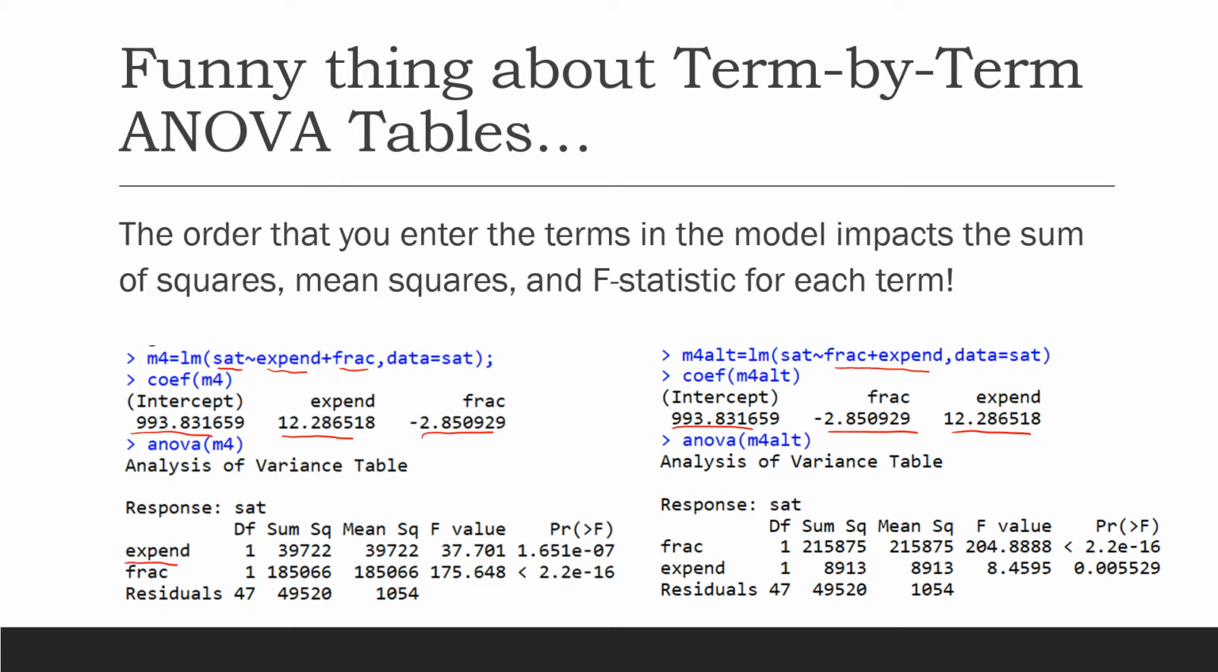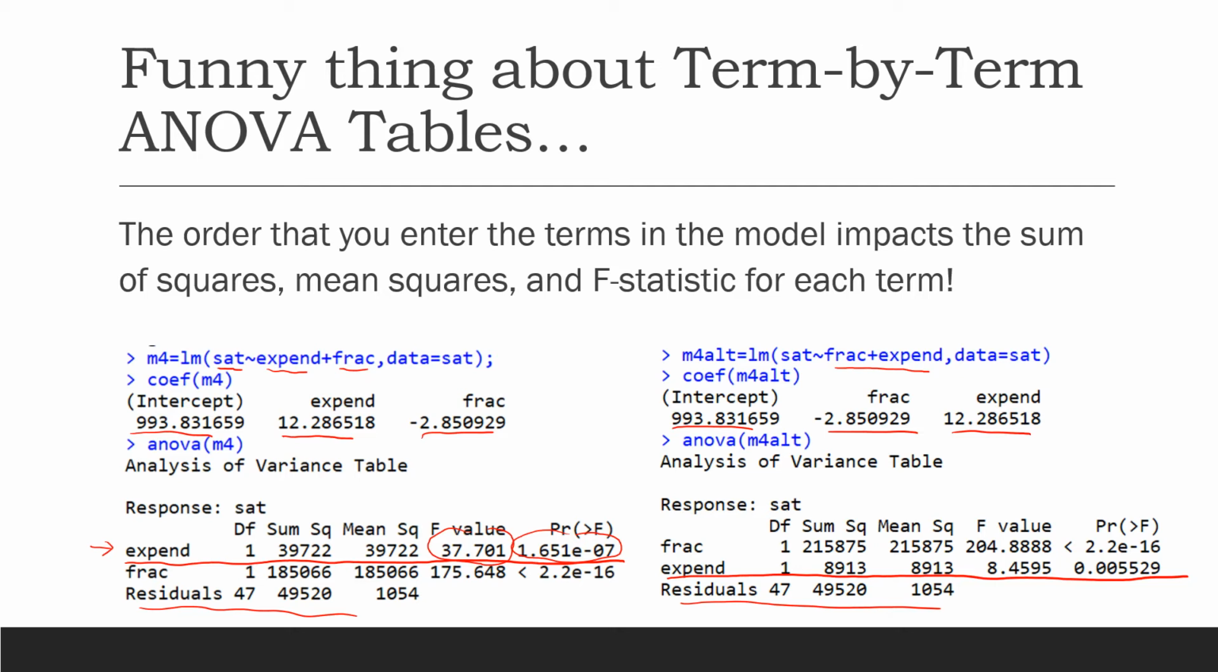So for instance, if I look at expend in this model, the sum of squares is 39,722. In this model, it's much smaller, 8,913. My F statistic, which is my mean square divided by my mean square for the residuals, which notice the residuals are the same in either case, but my F statistic is much larger and my p-value is much smaller when I put expenditure into the model first compared to when I put it in second.